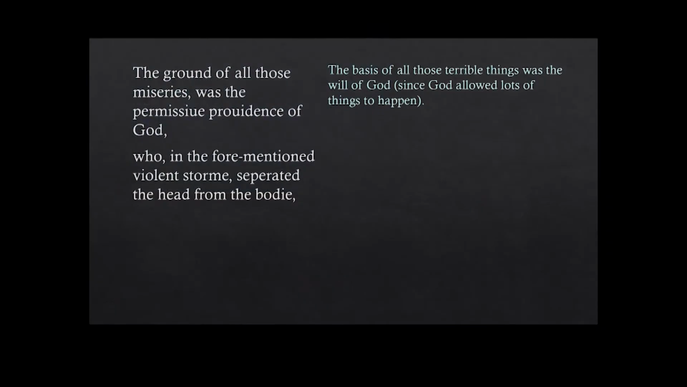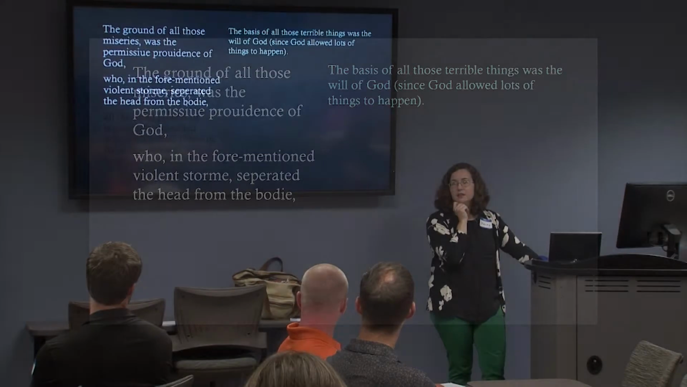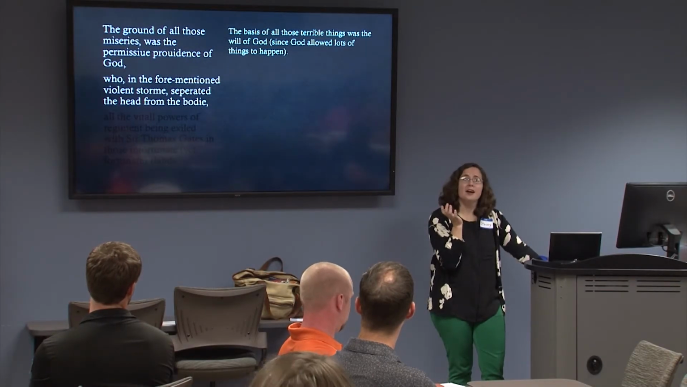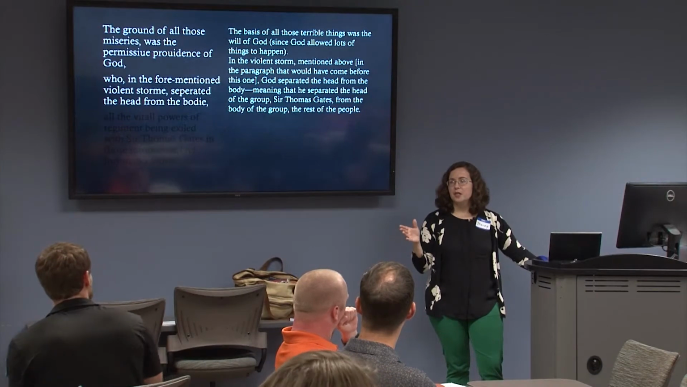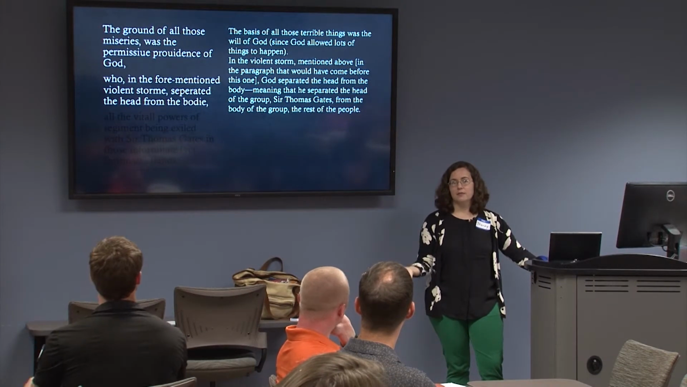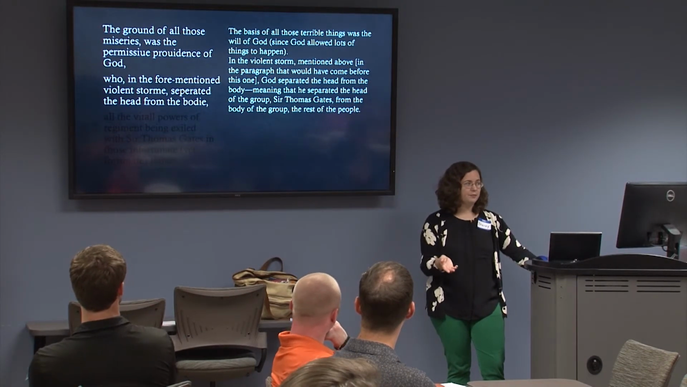Who in the aforementioned violent storm separated the head from the body? Now they might be like, separated the head from the body? So in the violent storm mentioned above, in the paragraph that would have come before this one, God separated the head from the body, meaning that he separated the head of the group, Sir Thomas Gates, from the body of the group, the rest of the people. And this is the ship that got lost in Bermuda. That was Thomas Gates' ship.